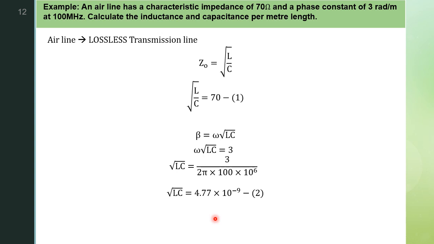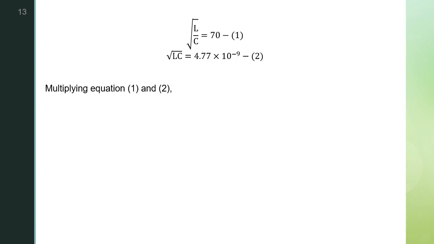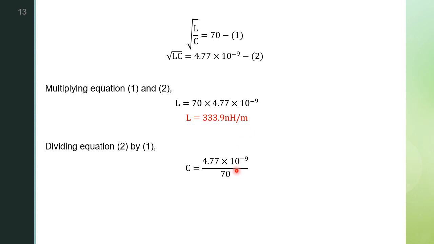When you consider these two equations, one is root of L by C and the other one is root LC. So when you multiply the two equations 1 and 2, you will get the value of inductance as 70 into 4.77 into 10 raised to minus 9. So the value you will get is 333.9 nano henry per meter. And when you divide equation 2 by 1, you will get the value of capacitance, which is 4.77 into 10 raised to minus 9 by 70. And hence the value of capacitance we obtain is 68.14 picofarad per meter. Hence we have determined the value of L and C using the expression for characteristic impedance and phase constant.